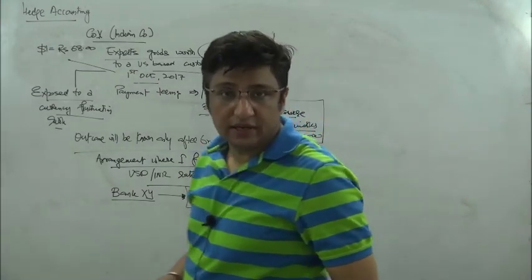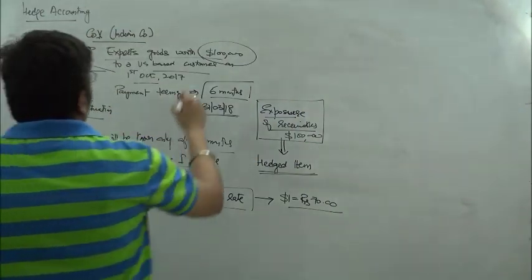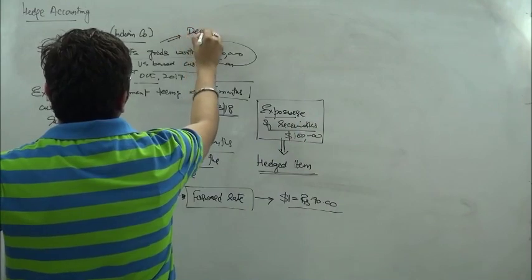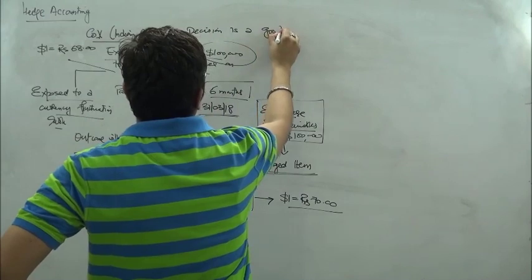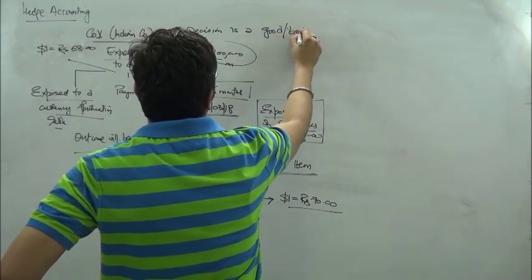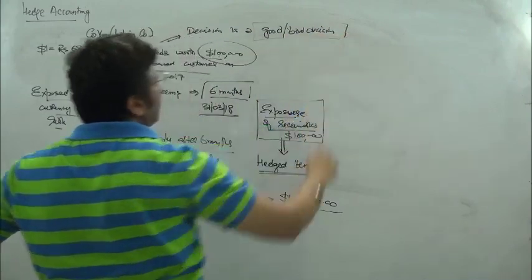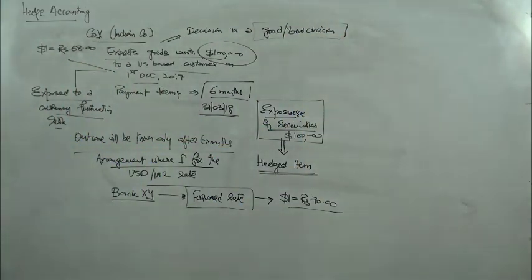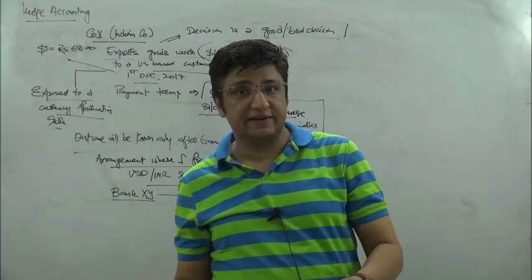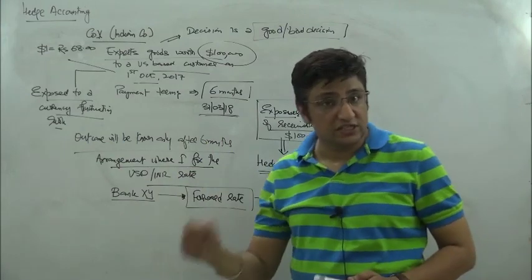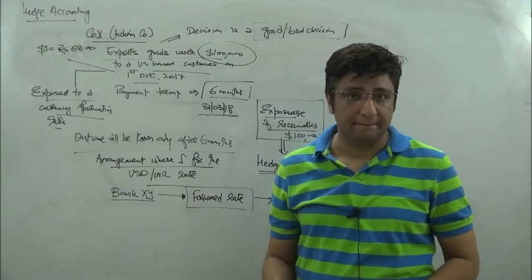But what is crucial as far as hedge accounting is concerned is to ascertain whether the decision is a good or a bad decision, right? My accounting must be able to reflect that piece very, very clearly, whether this decision is a good decision or a bad decision. And that is the reason why we do hedge accounting.